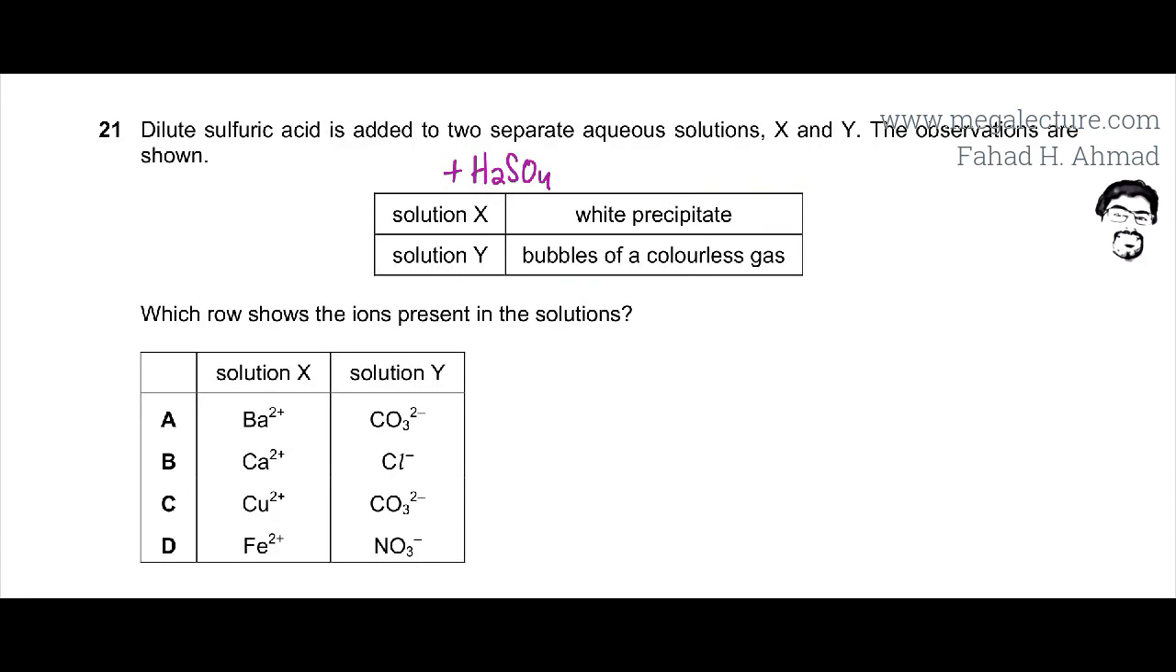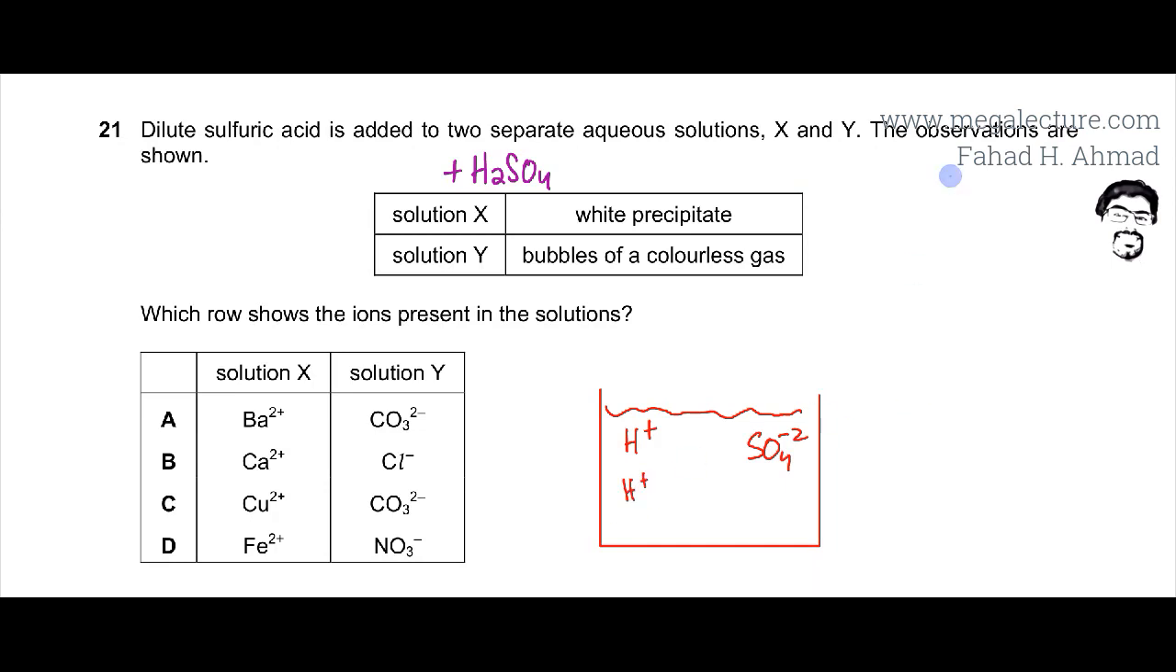So let's look at option A first, barium ions. If you add barium ions to sulfuric acid, what's going to happen is, sulfuric acid is a soluble acid, and its ions would dissociate. The H+ ions and the sulfate ions are going to get dissociated, and they would be found in solution in dissociated form.